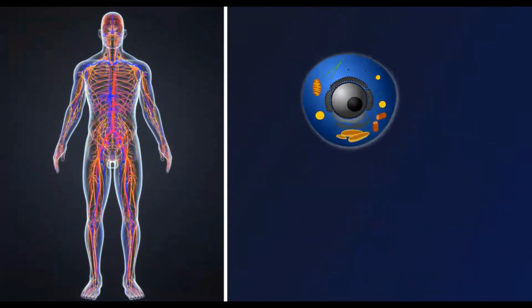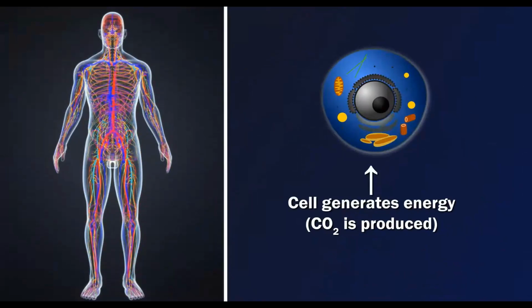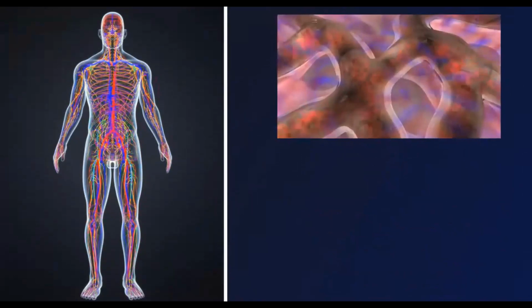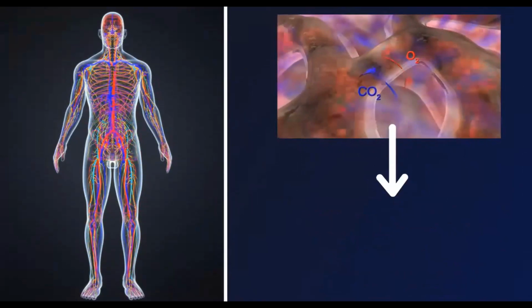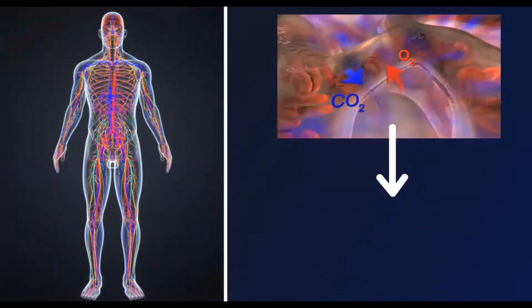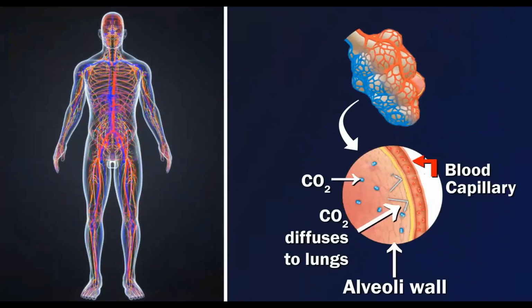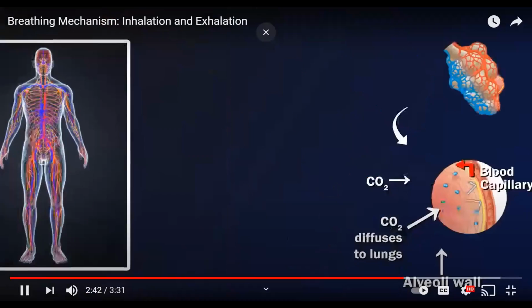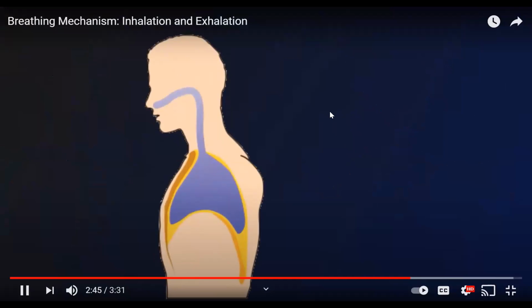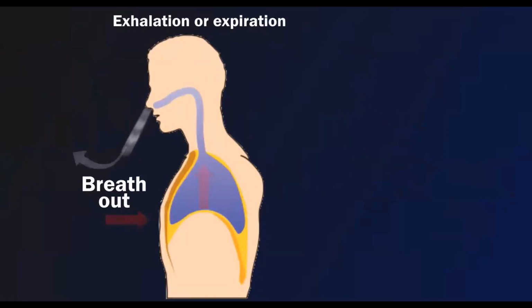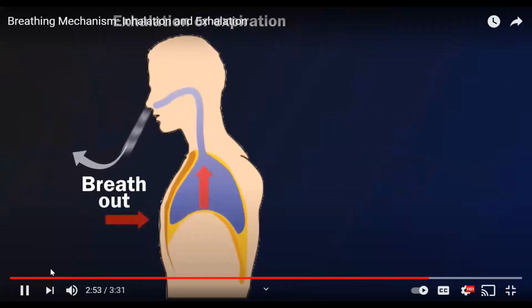In the cells, oxygen is used for energy generation. In this process carbon dioxide is produced. Carbon dioxide gets absorbed by blood and reaches the heart. From here, the heart pumps this blood to the lungs where carbon dioxide gets diffused to the alveoli. To get a fresh supply of oxygen, the alveoli need to be emptied. Gases in the alveoli are emptied by the process called exhalation or expiration.